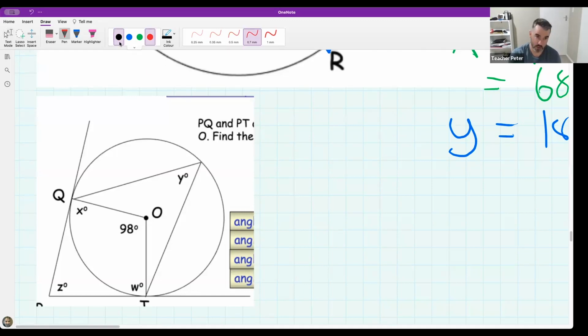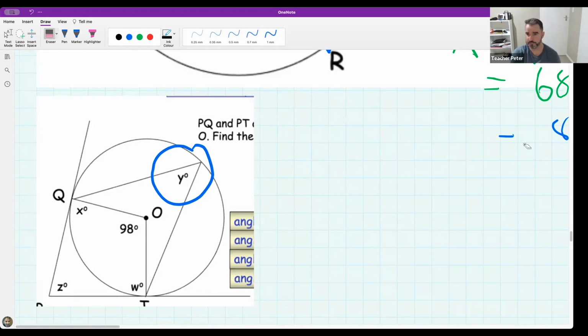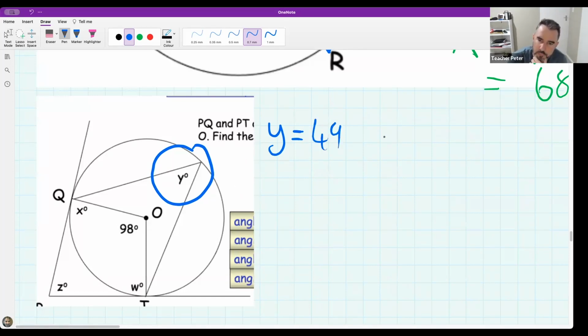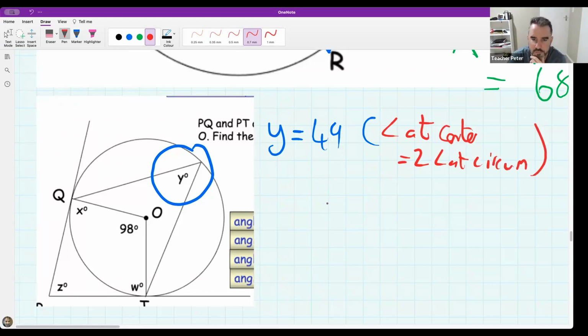I think I would go after the Y first. But that's just me. Maybe you would do something different. What is Y going to be? Yeah. So angle at center equals twice angle at circumference. So this is 49.